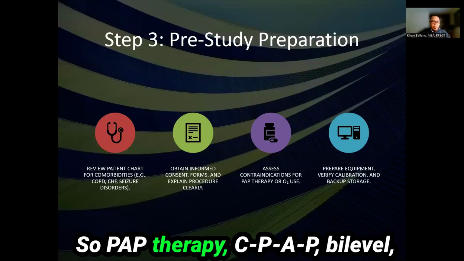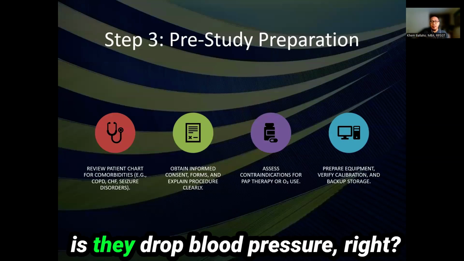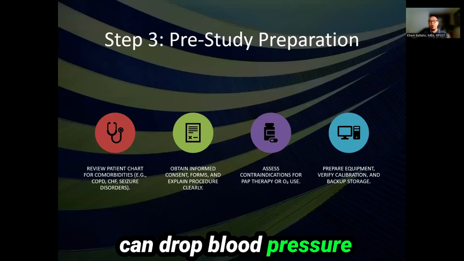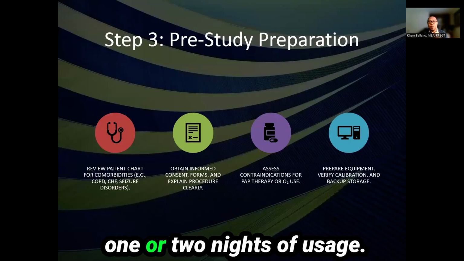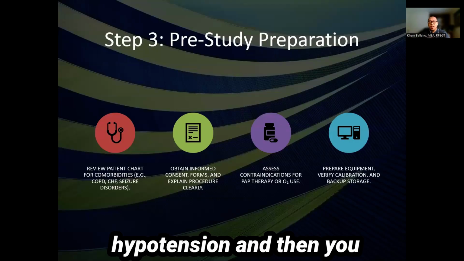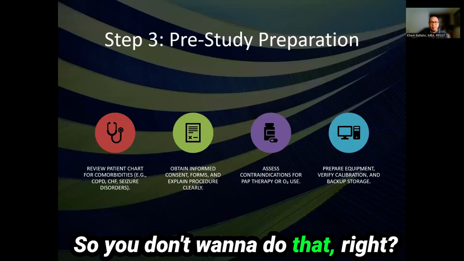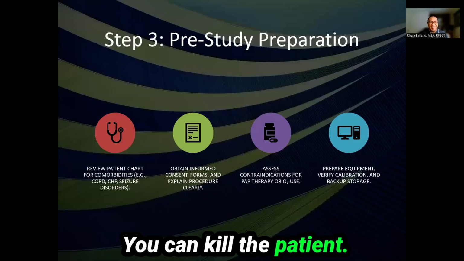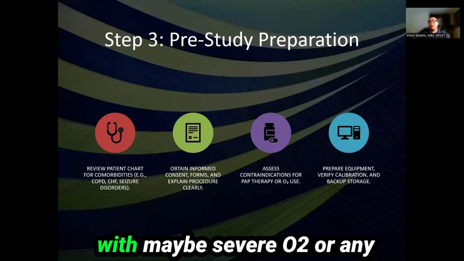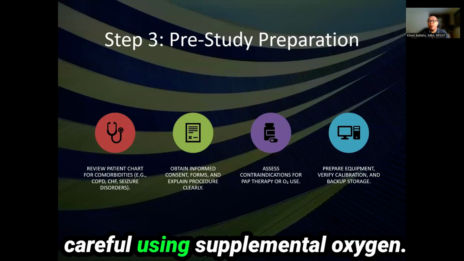So PAP therapy, CPAP, bilevel, ASV, all PAP therapies, what they do is they drop blood pressure, right? There's clinical evidence that it can drop blood pressure by 10 to 20 points in just 1 or 2 nights of usage. So if a patient already has hypotension and then you put them on PAP therapy, they can drop further. So you don't want to do that, right? You can kill the patient. And then, of course, there are those with severe O2 or any other reasons why you will not use oxygen, or at least you have to be careful using supplemental oxygen.